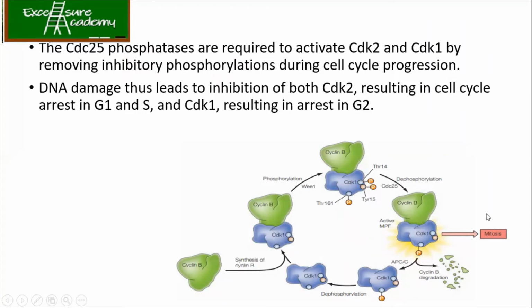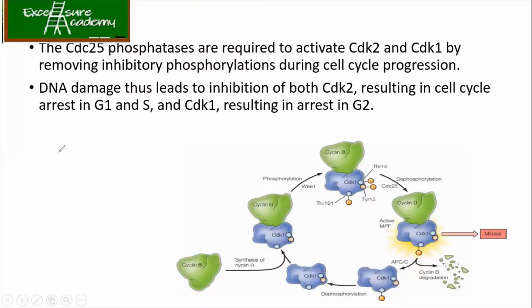Now what is happening is that CDC25 is getting inactivated by the Chk1 and Chk2 proteins. So what will happen because of that? This MPF is not getting activated. Hence, the cell cycle is getting arrested at that particular stage, either G1 or S phase. If CDK2 is getting inhibited, then it results in cell cycle arrest at G1 and S, and if it is CDK1, then it gets arrested in G2.